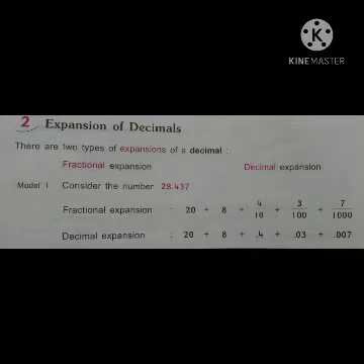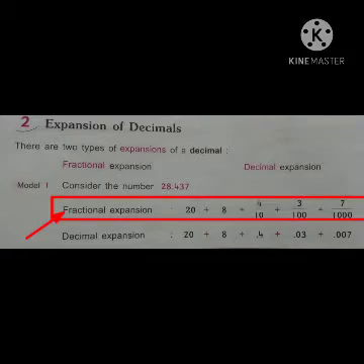Children, now see the expansion of decimals. There are two types of expansion of decimals. How many types are there? Yes, two types. The first one is fractional expansion and the second one is decimal expansion. Here see one example. Consider the number 28.437. Here see children, fractional expansion, in your textbooks. See here 20 plus 8 plus 4 by 10 plus 3 by 100 plus 7 by 1000.